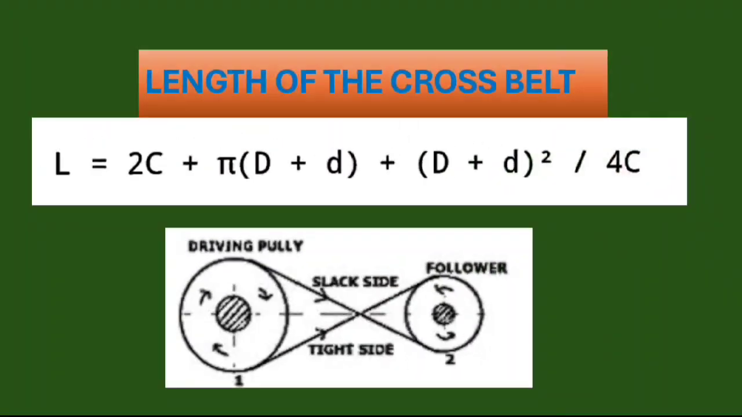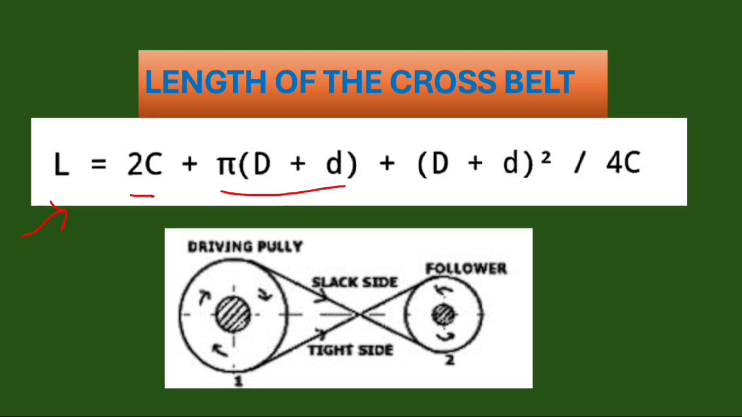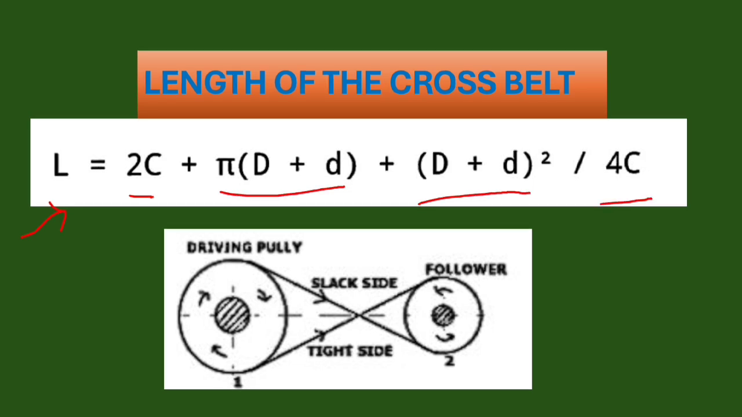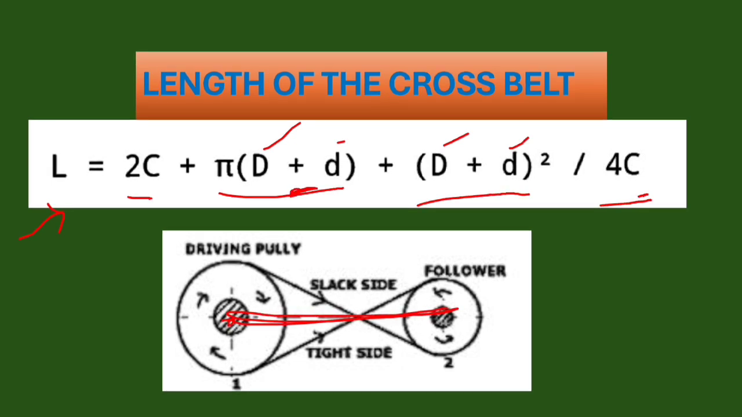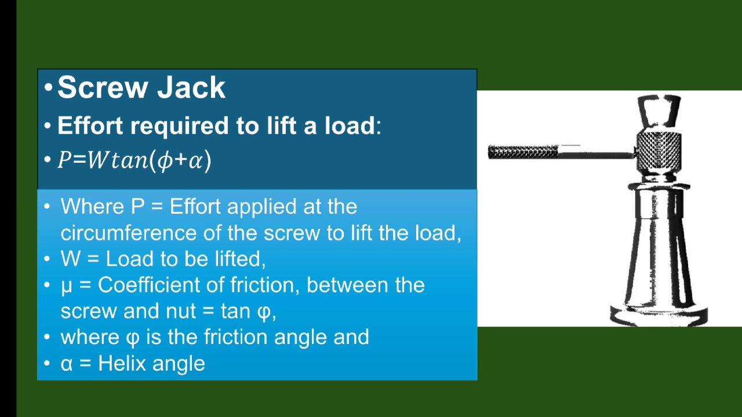The length of the cross belt formula is this: L equals 2C plus pi by 2 times capital D plus small d, plus capital D plus small d whole square by 4C. Capital D is the diameter of the larger pulley, small d is the diameter of the smaller pulley, and C is the distance between the centers of the two pulleys. So this is the length of the cross belt. In the cross belt we get plus, in the open belt we get minus. Try to remember.